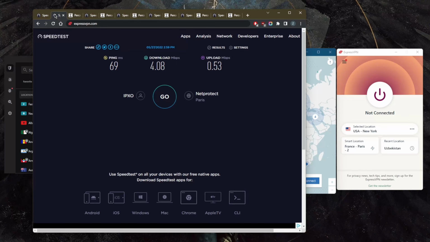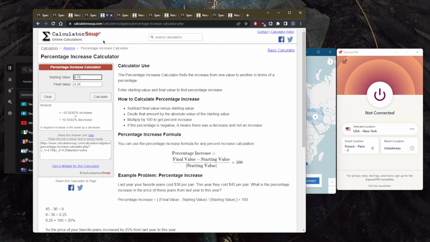14.28% decrease in speed with ExpressVPN. Moving on to NordVPN, which ended up being a 10.5% decrease. And with Surfshark, finally, we have a 10.29% decrease.